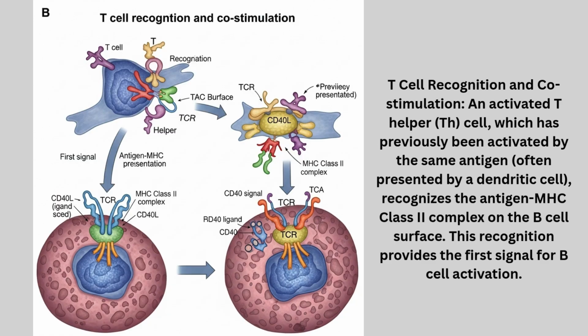T-cell recognition and co-stimulation. An activated T helper, Th, cell, which has previously been activated by the same antigen, often presented by a dendritic cell, recognizes the antigen-MHC class II complex on the B-cell surface. This recognition provides the first signal for B-cell activation.